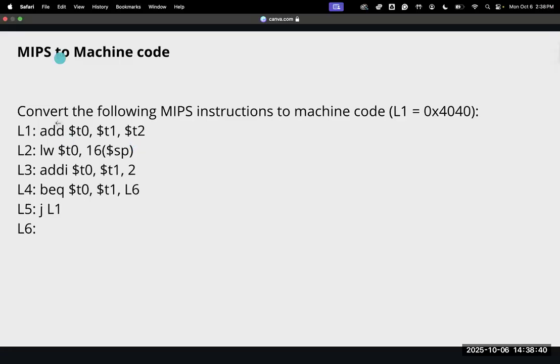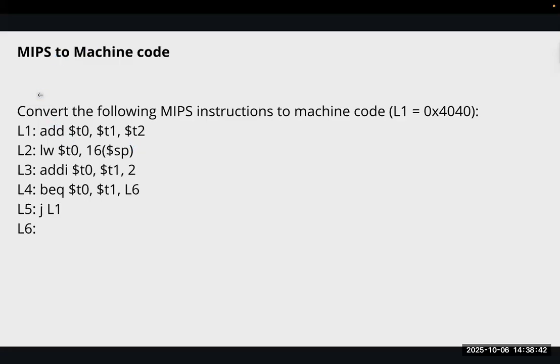So let's look at the main part of chapter 2, MIPS to machine code and vice versa. In this session, I'm only going to show you how to convert from MIPS to machine code, not the other way around, but I'm pretty sure your professors have it on your lecture slides. So let's go through this one. We have 5 instructions, assuming L6 is going to be an exit. The first line is add $t0, $t1, $t2.